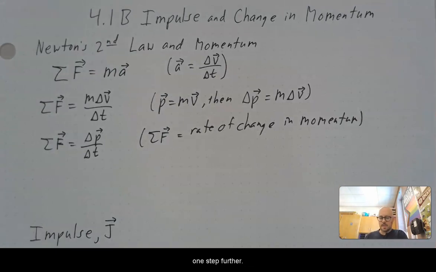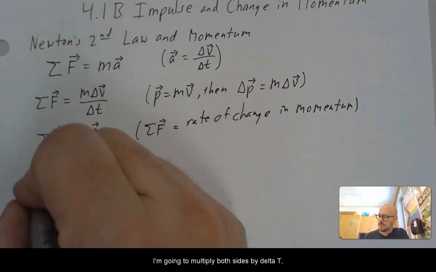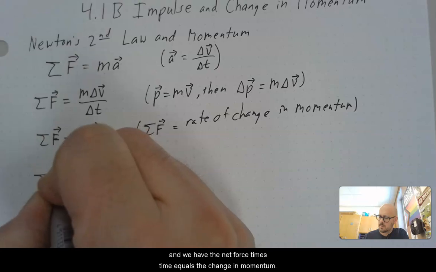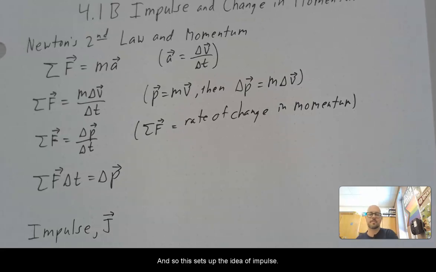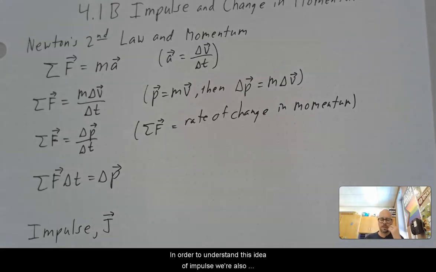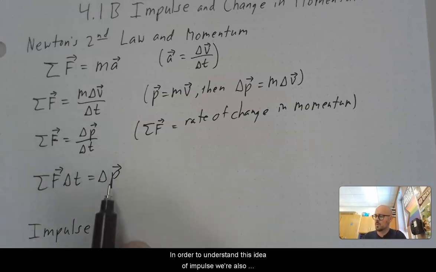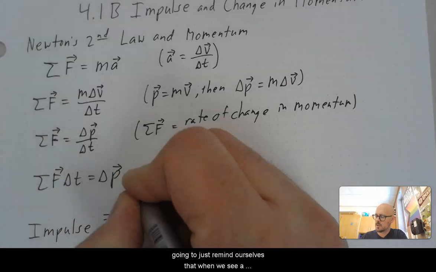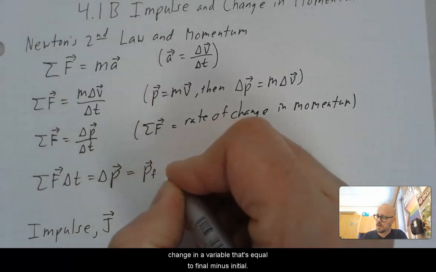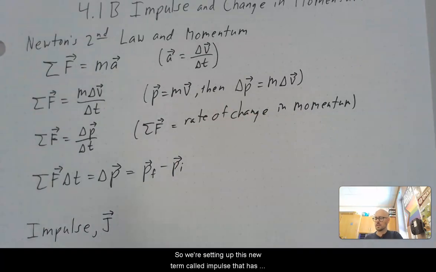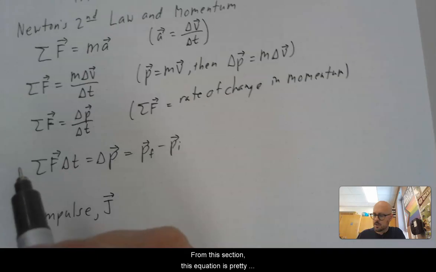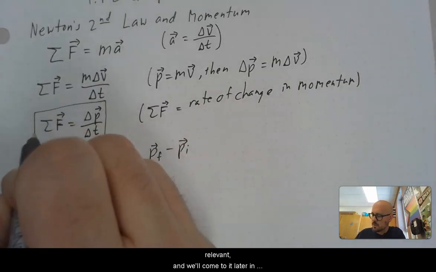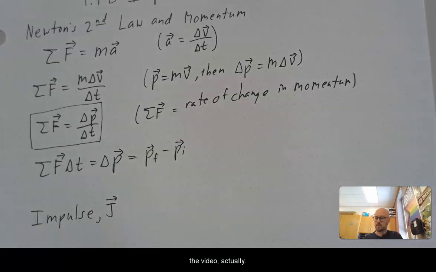And we'll take that one step further. I'm going to multiply both sides by delta t, and we have the net force times time equals the change in momentum. And so this sets up the idea of impulse. In order to understand impulse, we're also going to remind ourselves that when we see a change in a variable, that's equal to final minus initial. So we're setting up this new term called impulse that has to do with how an object's momentum changes. From this section, this equation is pretty relevant, and we'll come to it later in the video.